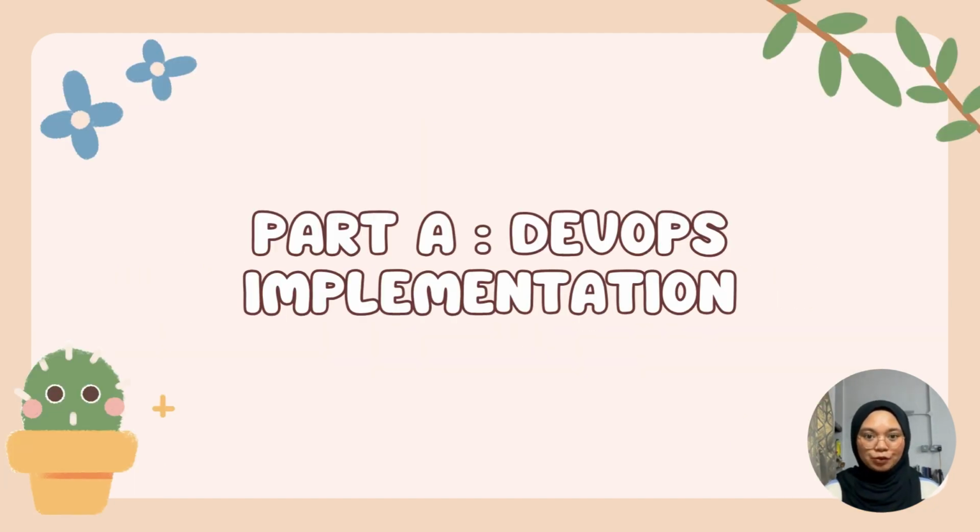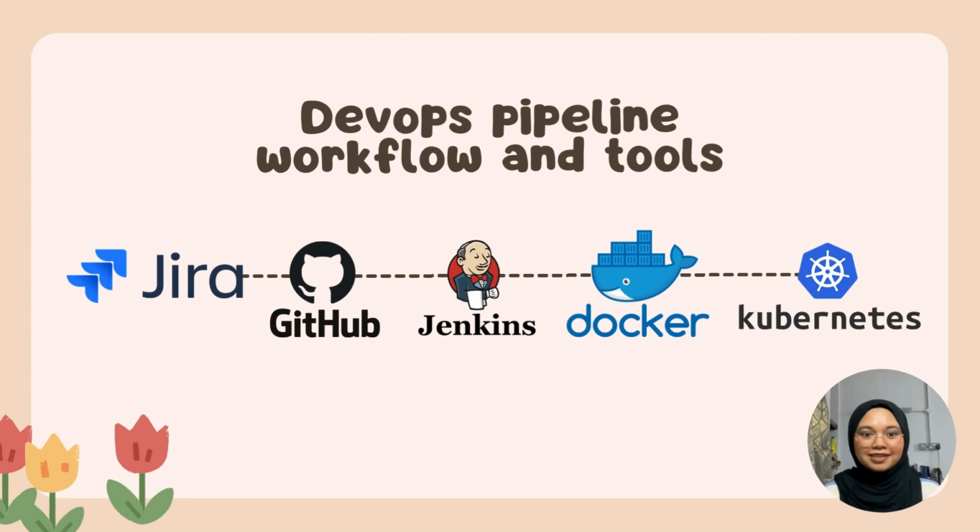So for the first part, we will explain the DevOps implementation. This is the DevOps pipeline and tools that we are using for our system. Our DevOps pipeline covers the full software lifecycle using Jira for task and project management, GitHub for code version control, Jenkins for automating builds and tests, Docker for containerizing the apps for a consistent environment, and Kubernetes to deploy and manage the containers in production. This pipeline speeds up development, improves code quality and ensures smooth deployments. Next, we will show the configuration and setup of each tool in detail.